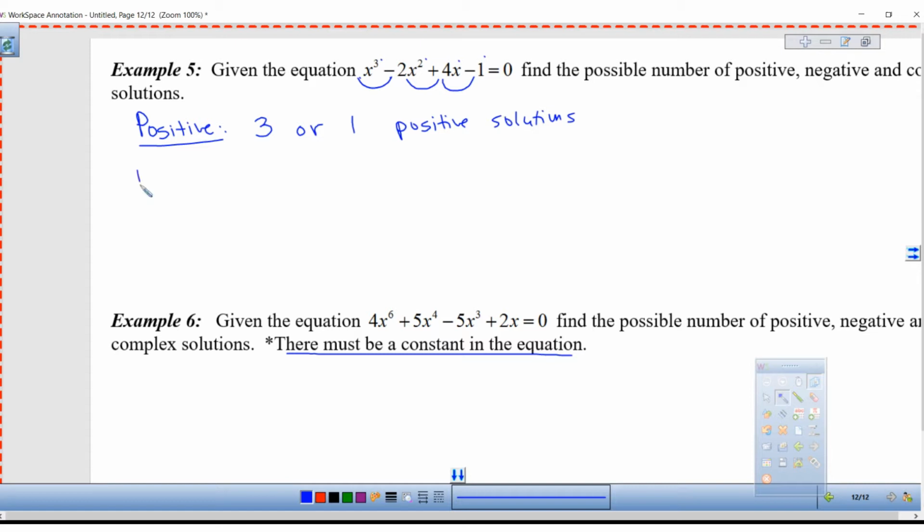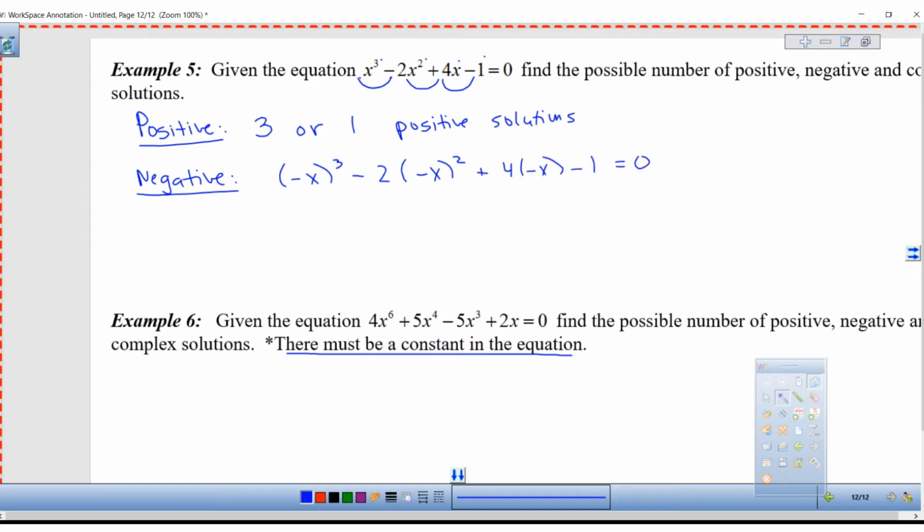Now let's do the negative. The negative is a little bit more difficult. I'm going to show you a long way to do it, and then I'm going to show you a different way to do it, okay, an easier way. Okay, so take that equation. Everywhere you see an x, put in a negative x. So it's a negative x to the third minus 2 times a negative x to the second plus 4 times a negative x minus 1 equals 0.